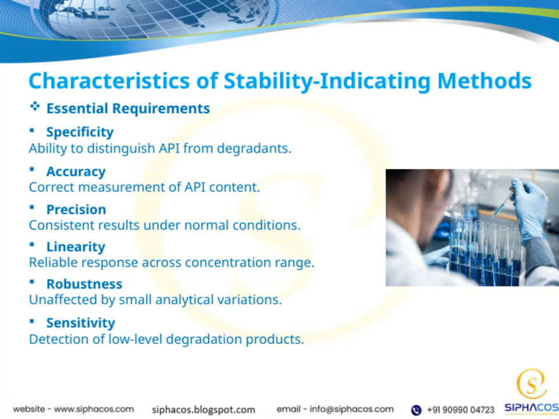When we talk about stability indicating methods, there are a few essential qualities they need to have. First, specificity. They must clearly tell the active ingredient apart from any breakdown products. Then, accuracy, making sure we measure the active ingredient correctly every time. Precision is key too, meaning consistent results under normal conditions. Linearity ensures the method responds reliably across different concentrations. Robustness means small changes in the process won't throw off the results. And finally, sensitivity, the ability to detect even tiny amounts of degradation. All these together build trust in the data.